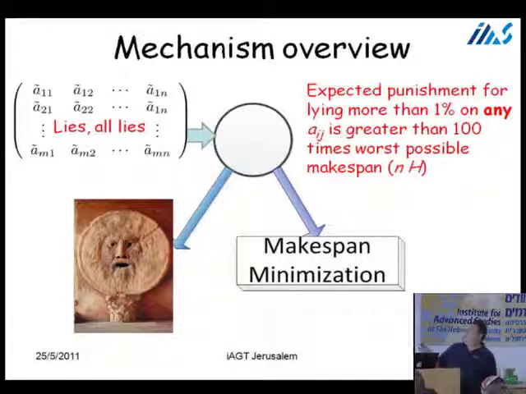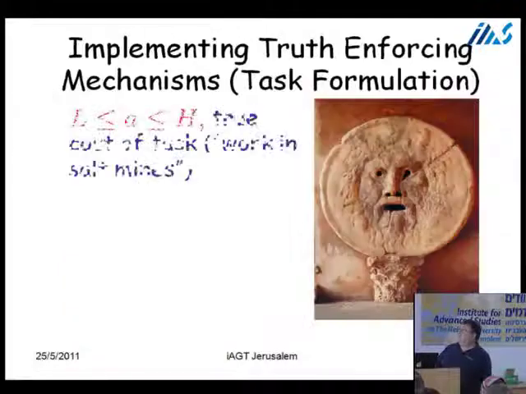So this is the expected punishment for lying more than 1%. Again, 100 times the worst possible makespan, and we're not going to do anything. And rather than have this 1%, you can think about lying more than the distance between any 2 grid points. And fudging it again.